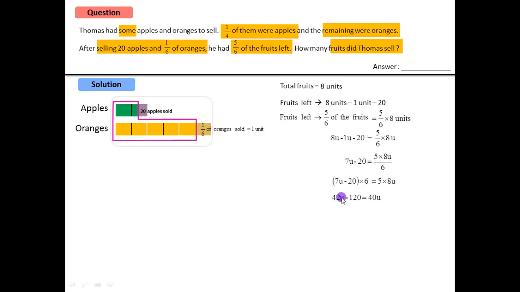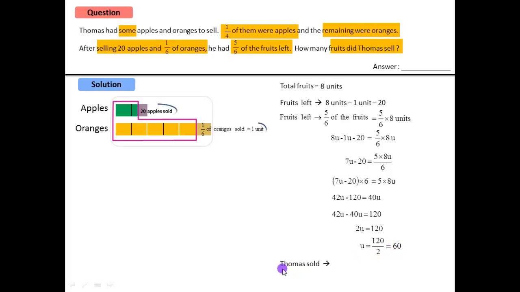This gives us 42 units minus 120, which is equal to 40 units. So 42 units minus 40 units is equal to 120. 2 units is equal to 120. Finally, the value of 1 unit would be 120 divided by 2, which is equal to 60.